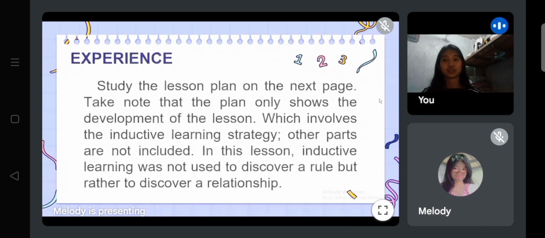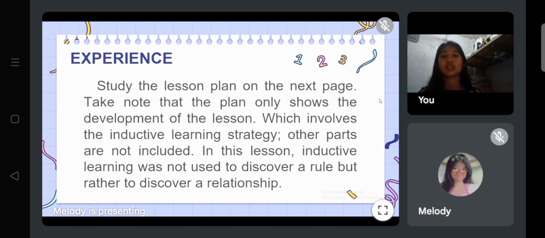In this lesson, that plan is on the next page. Take note that the plan only shows the development of the lesson, which involves the inductive learning strategy, and the other parts are not included. In this lesson, inductive learning was not used to discover a rule, but rather to discover a relationship.